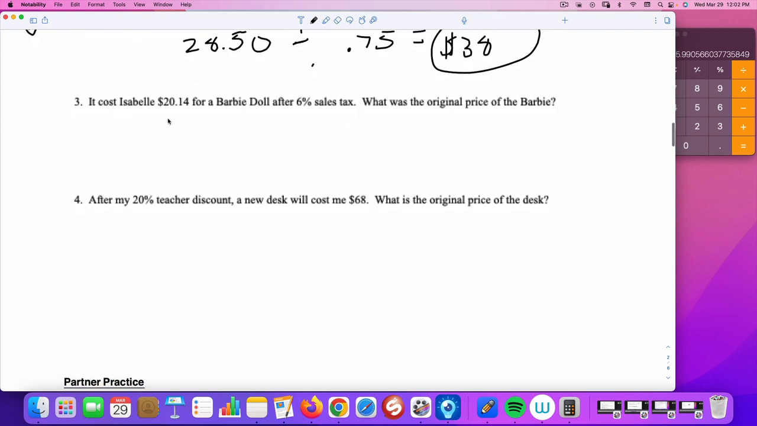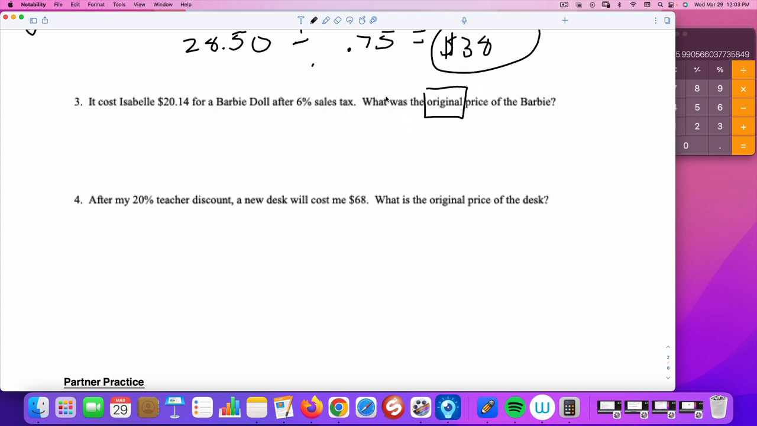Last one. Read it for me, Max. The cost is about $20.14 for a Barbie doll. After 6% sales tax, what was the original price of the Barbie? What's your keyword that you should box for this one? Aiden. Hadley, what's the keyword? And that means I'm working backwards, so I'm going to divide. Whole class, what do I do for this problem?